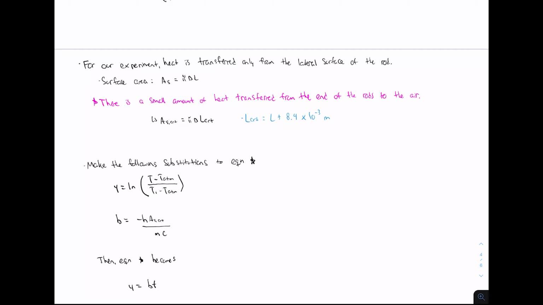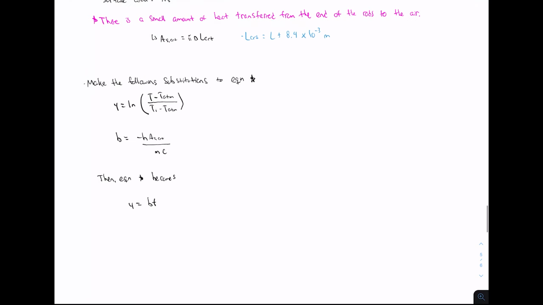So basically we're going to find the slope b, and then we're going to use this equation here to find the heat transfer coefficient, because we're going to know the slope and we're going to know everything else now. We're going to know the surface area of the rod, the mass of the rod, and the specific heat for the rod.